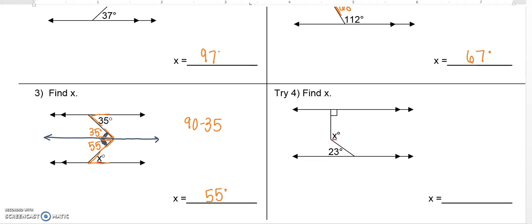Okay, I would like you to give number 4 a shot. Please pause the video, give it a shot, and then check your solution when you're done. All right, so for number 4, we do have 113 degrees. We have those alternate interior angles of 23, and then we have those same side interior angles, making this measure also a right angle, or 90 degrees. Then we add those two angle measures to get this entire angle measure of x.